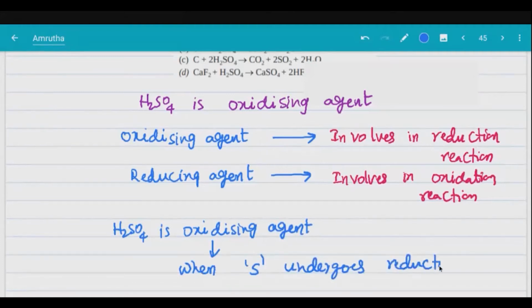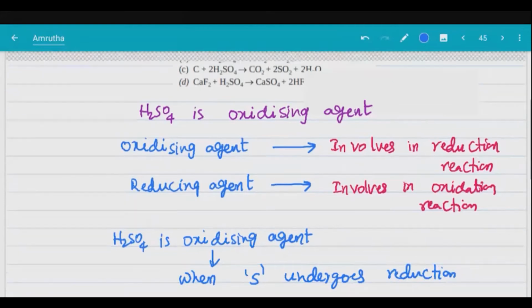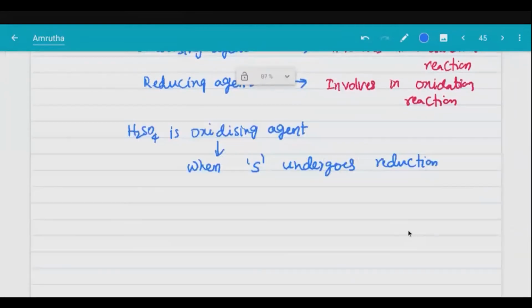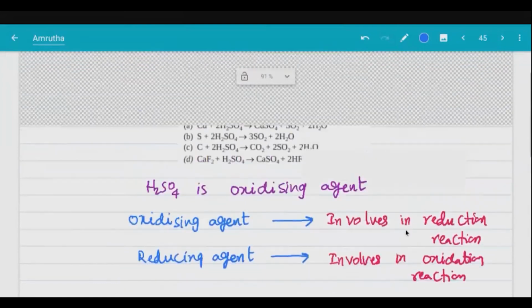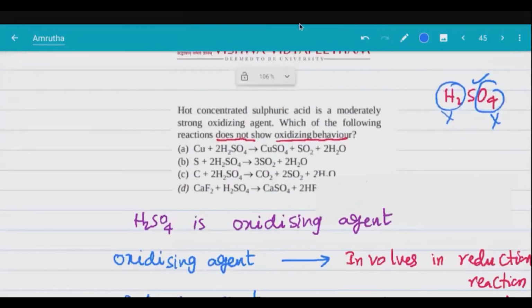I mean, just look at sulfur. In which reaction it is undergoing reduction, that means it is oxidizing agent. So what is the correct answer for this? Look at the oxidation numbers properly. CaSO4 plus HF. I've given all possibilities. Just check which case it is not showing oxidizing behavior.